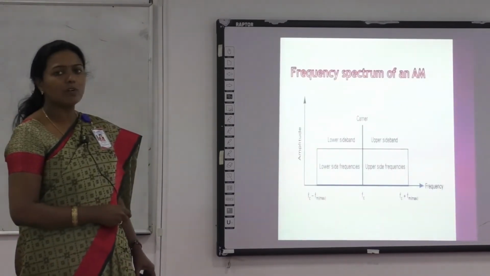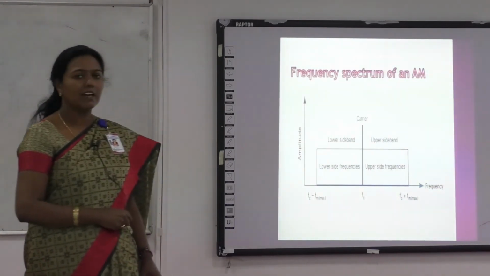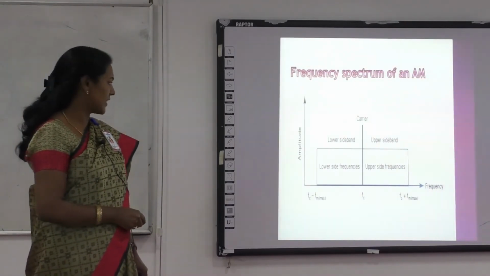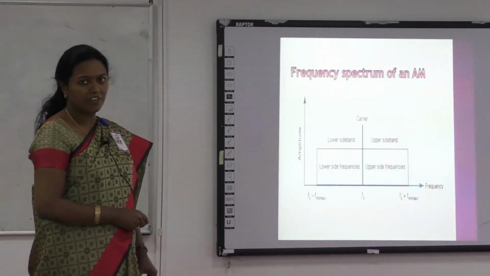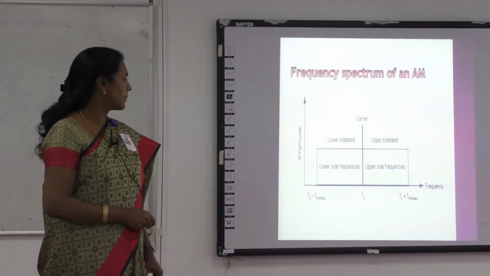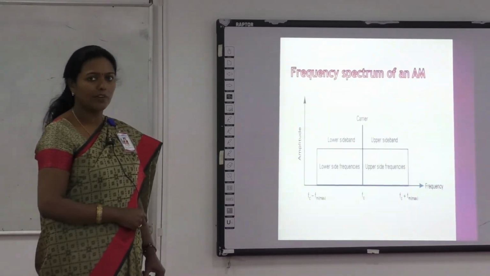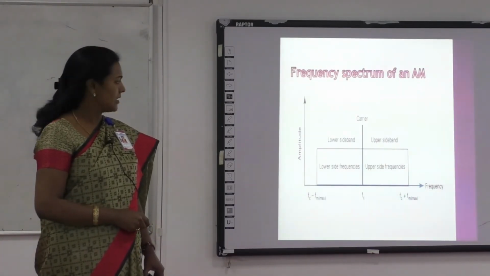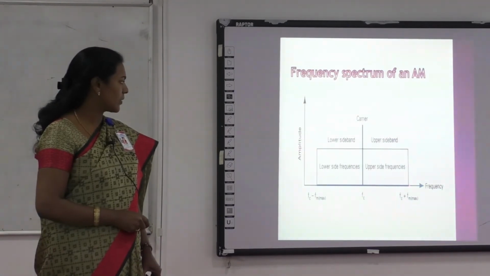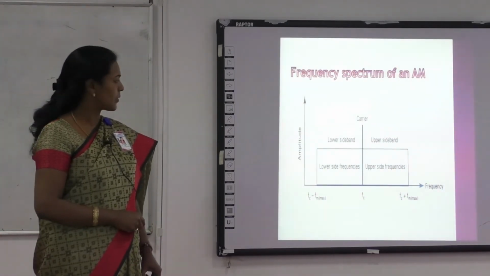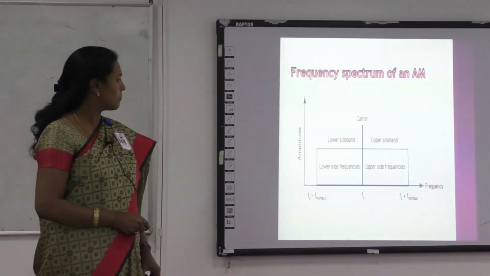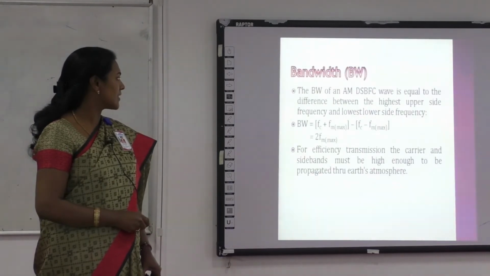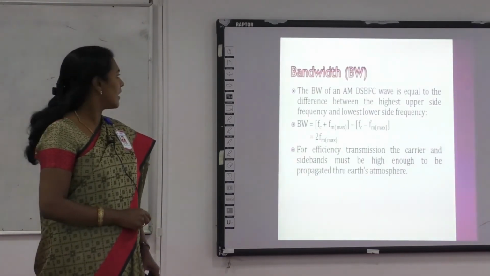Now, if you look at the frequency spectrum of the AM wave, you can see there are three frequencies. One is Fc, corresponding to the frequency of the carrier. Another is Fc plus Fm, the frequency of the upper sideband, and Fc minus Fm is the frequency of the lower sideband. Now, can you find out the bandwidth of the spectrum? That is the upper sideband frequency minus the lower sideband frequency, which is equal to Fc plus Fm max minus Fc minus Fm max, or 2Fm max. This is the bandwidth of the AM wave.